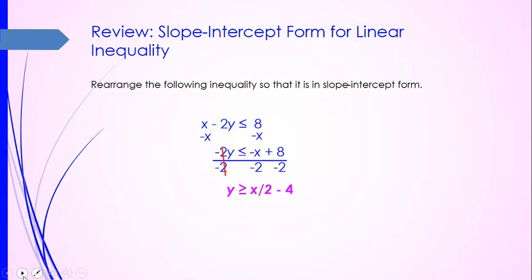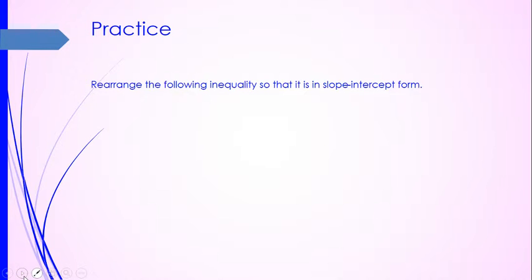All right, so that's an example. Let's try another example. See if you can take this inequality and isolate y. Get y all by itself. That is, rewrite this inequality in slope-intercept form. Take a moment to pause the video and try this on your own.